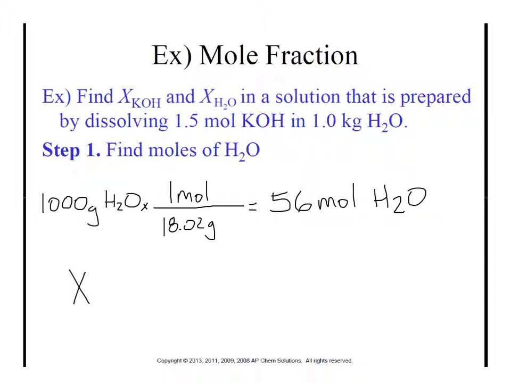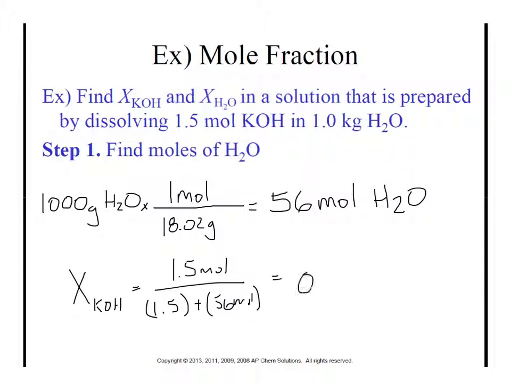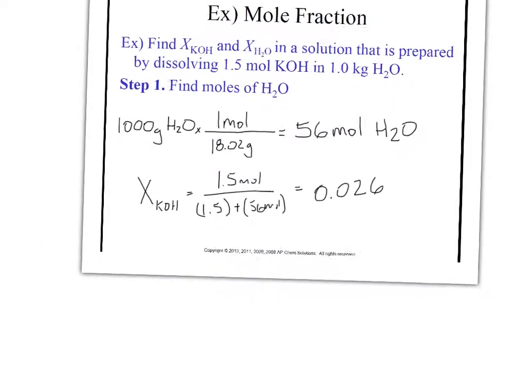So the mole fraction of potassium hydroxide, KOH, is going to be equal to the moles of KOH, which is 1.5 moles, divided by the total number of moles inside the solution. So we have 1.5 moles of potassium hydroxide, plus the 56 moles of water that we just found. And so then the mole fraction with respect to potassium hydroxide is going to be 0.026, and there's no units on this because it's a fraction. Now, we could find the fraction of water by doing the same process, but I'm not going to.